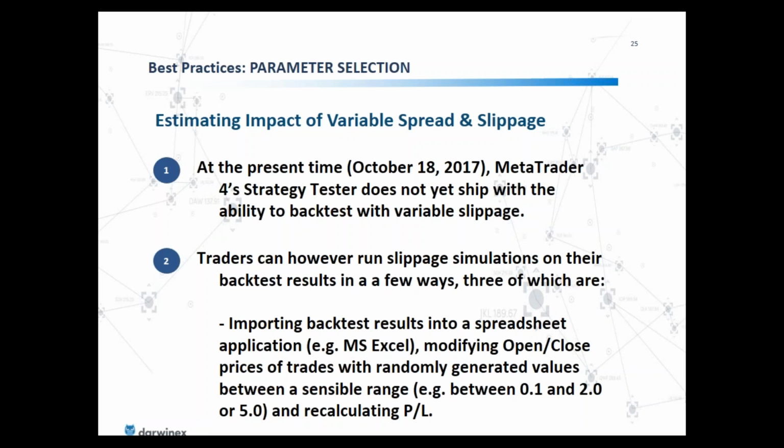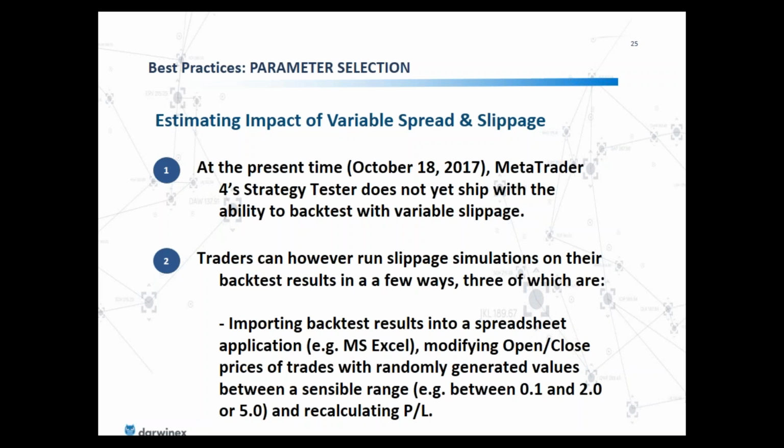MetaTrader 4 does not help very much in this particular area. So at the present time, October 18, 2017, MT4's strategy tester does not yet ship with the ability to backtest with variable slippage. In any DMA brokerage environment, you will undoubtedly encounter variable slippage because your orders are going straight through to the market. Traders can, however, run slippage simulations on their backtest results in a few ways.